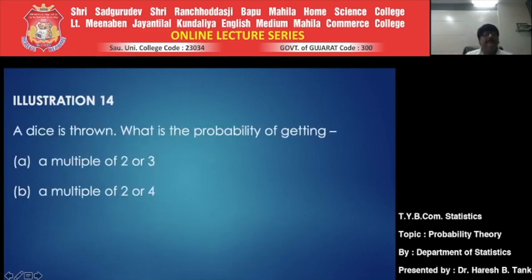One more example. A die is thrown. What is the probability of getting a number which is a multiple of 2 or 3? Another one, a number which is a multiple of 2 or 4. Look, it is a little tricky. Just think of it. What should one do?